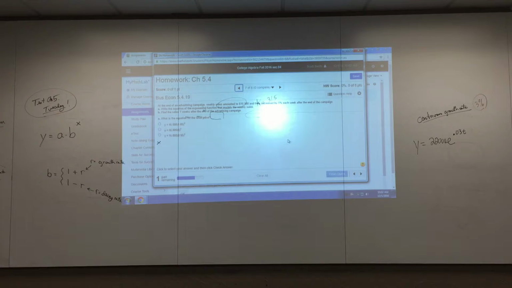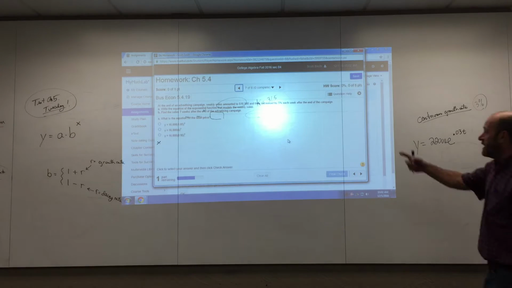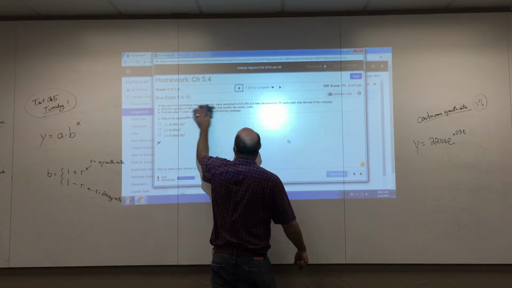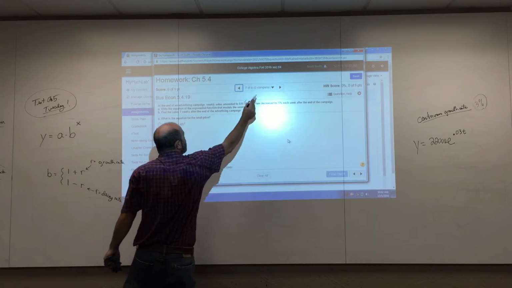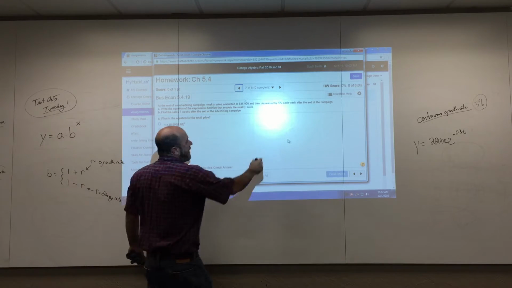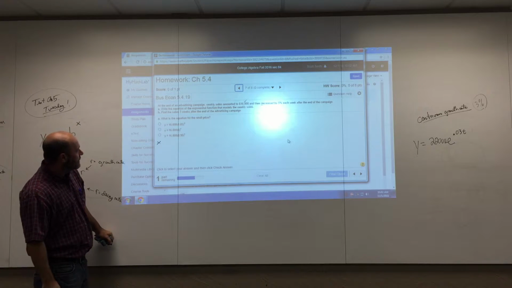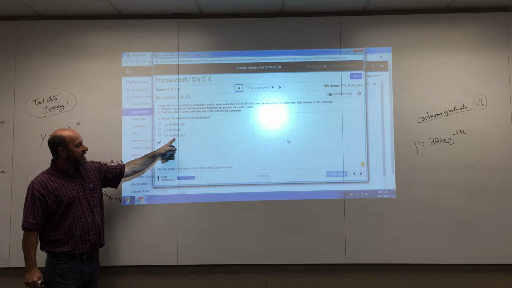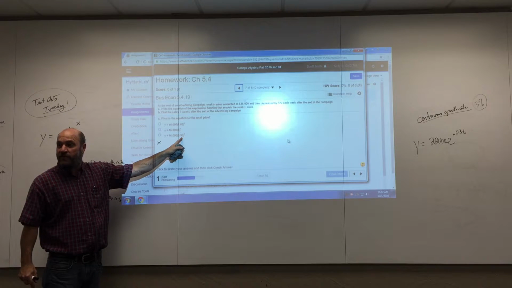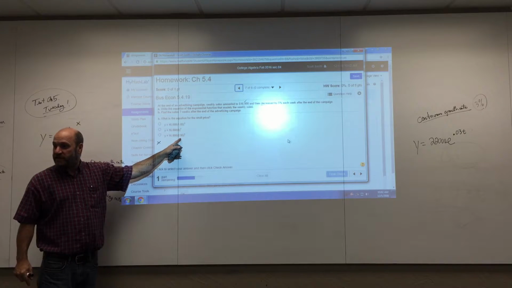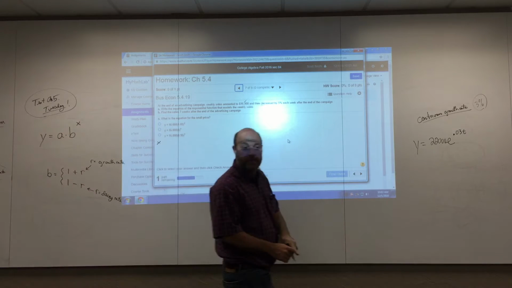Oh, decrease by 5%. See that little word decrease? Well, you can't see it. Sorry. It starts at 16,000 and it decreases by 5%. Can you come up with the equation? Starts at 16,000, decreases by 5% every time. I think that's my base. I think that's it.